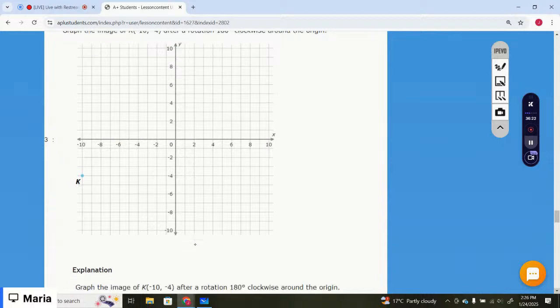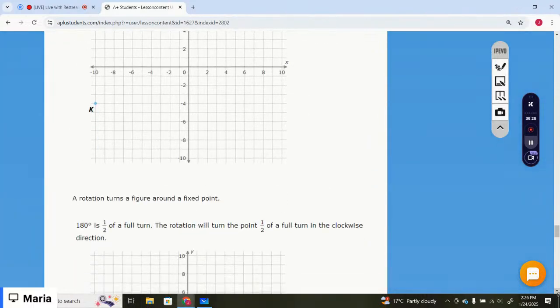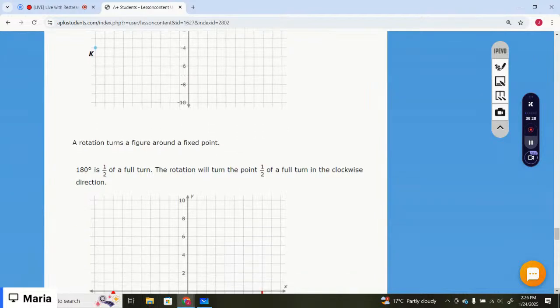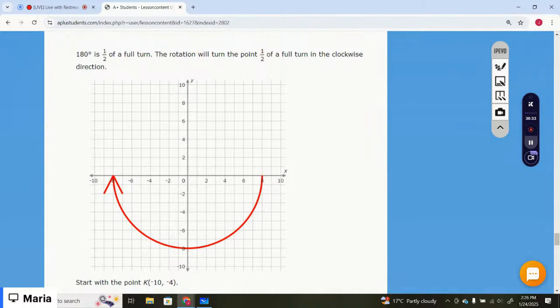So that is 180 degree. That means the half turn, it is a clockwise turn. 180 degree is half turn of a full turn. The rotation will turn the point half of a full turn in the clockwise direction.